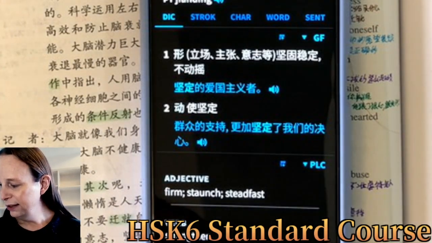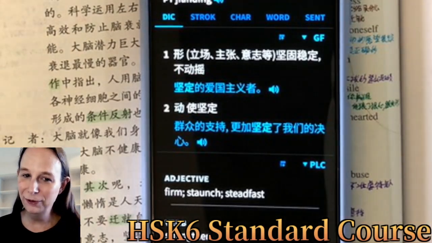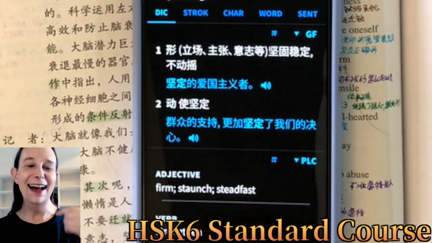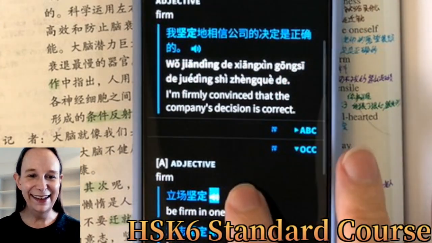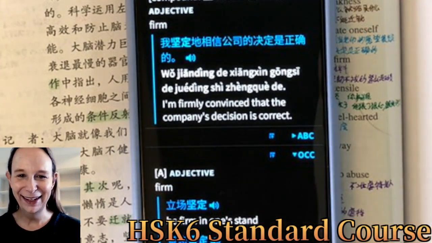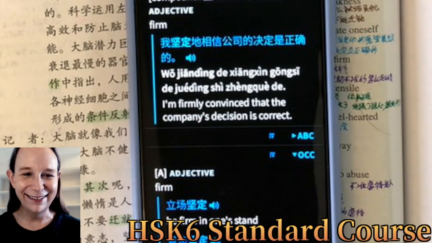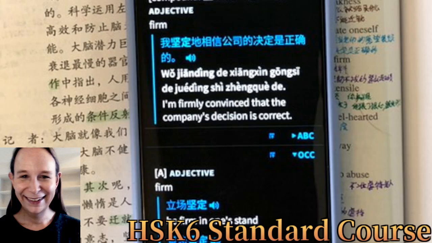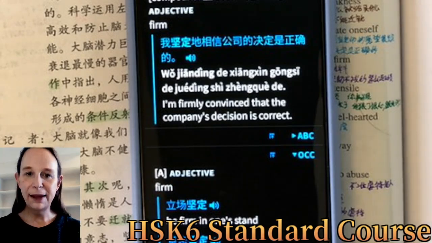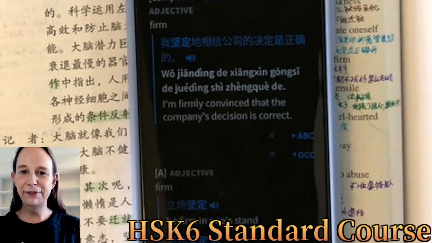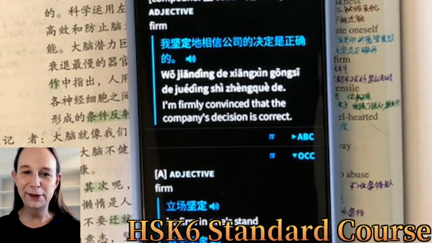群众的支持更加坚定了我们的决心. Okay, so strengthened our resolve. What was that? Oh yeah, Avatar. Strengthen your resolve. I remember, the military guy, a really tough looking, really 坚定 kind of military guy. "I'm starting to question your resolve." Yeah, something like that. 我坚定地相信公司的决定是正确的. I firmly believe that the company's decision was correct. Well, I wonder what the decision was.